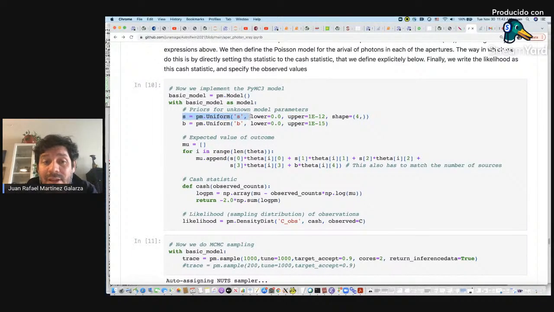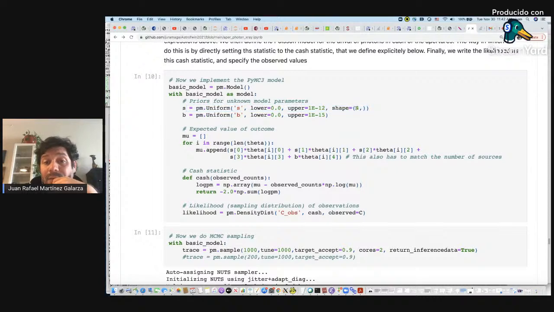So all I'm saying is I am going to assume a prior that is uniform. In other words, it's just a flat prior. Before I do my experiment, before I plug in my data, my assumption is that I don't really know much about the fluxes. I'm just going to assume that it has equal probability of being any value between 0 and 10^-12 ergs per second. That's going to be my assumption for the sources. And note that because I have four sources in my model, I have assigned a shape of 4 to this prior, because I want the same prior to hold for the four sources I have.